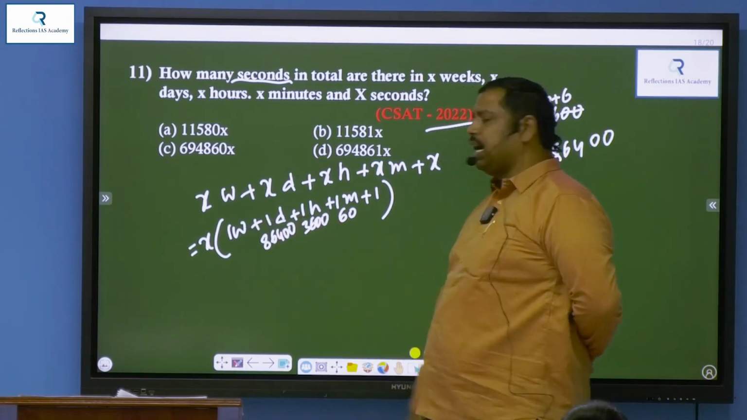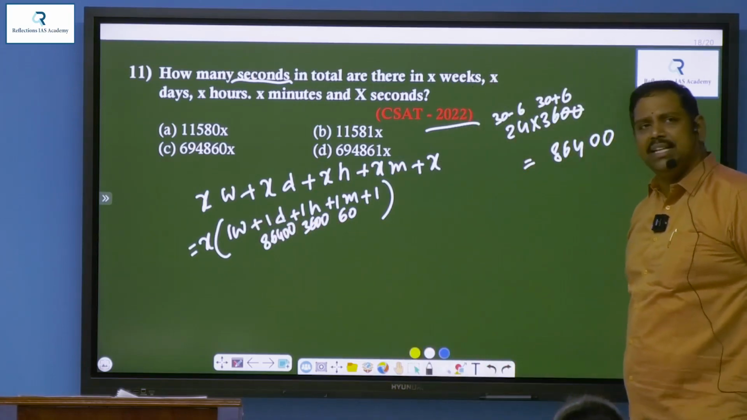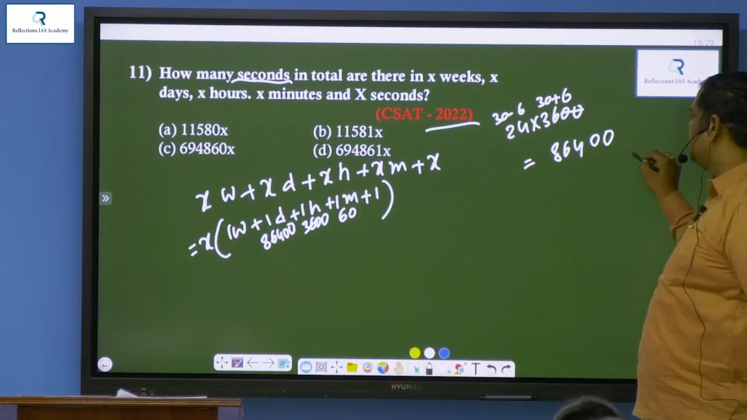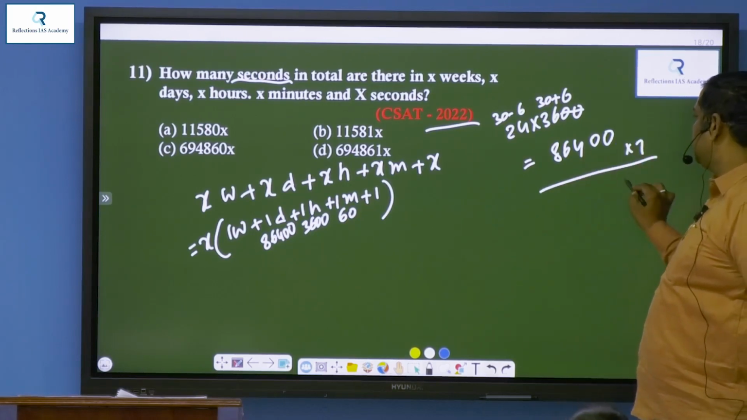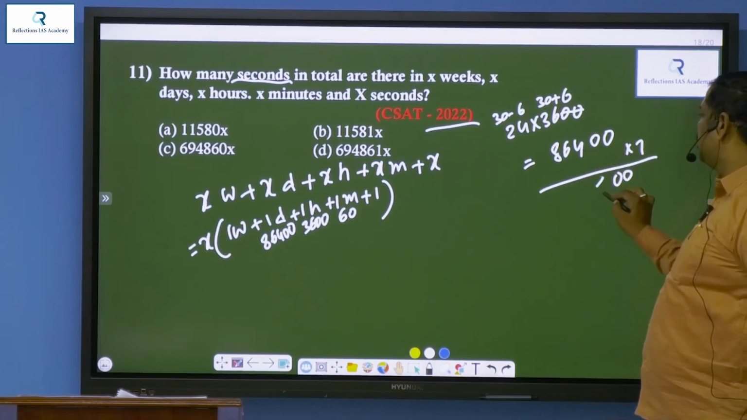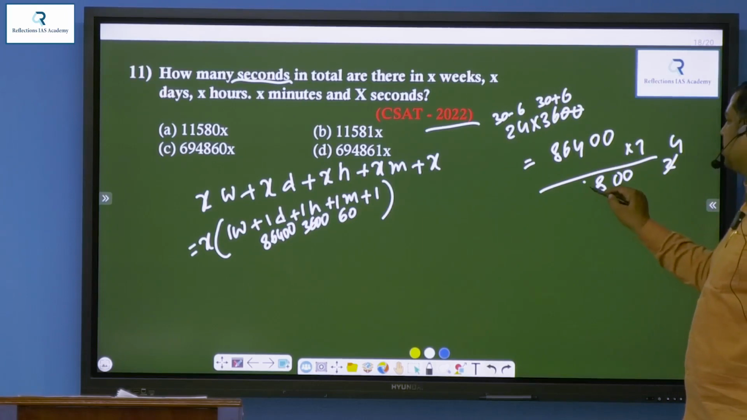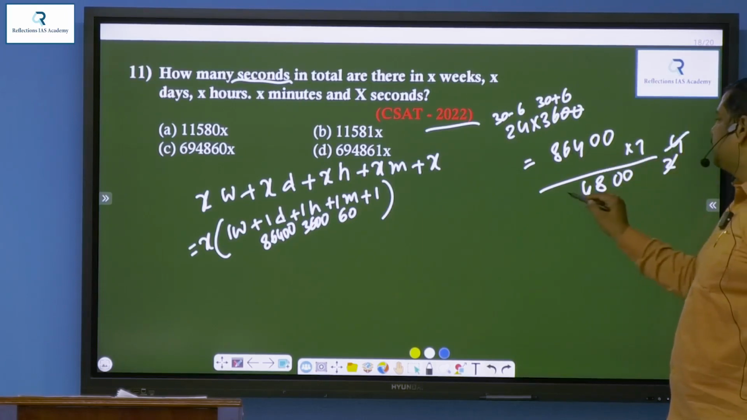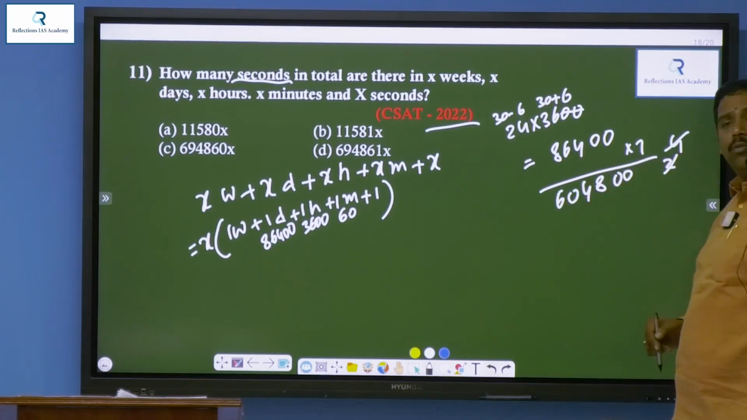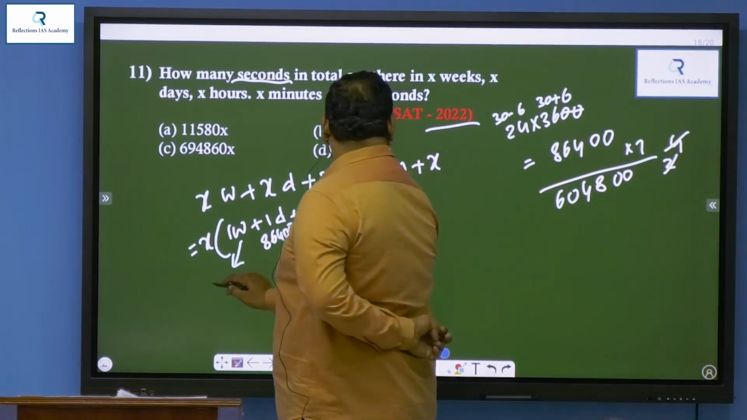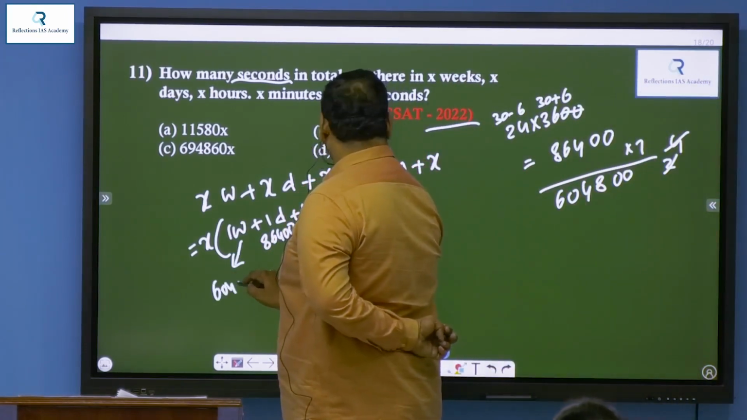Here it is 1 week. 1 week means how many days? 1 day means this is right. 7 days means into 7. Okay. 0, 0. 7 into 4 is 28. 7 into 6 is 42 plus 2, 44. 7 into 8 is 56 plus 4, 60. Right or no? Okay. So now what we have to add here? These are all the things that we have to add. 604800.